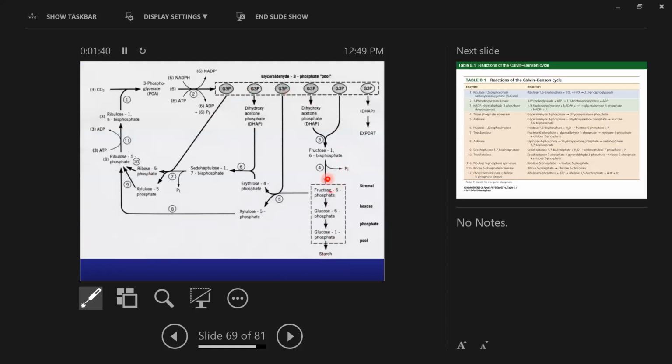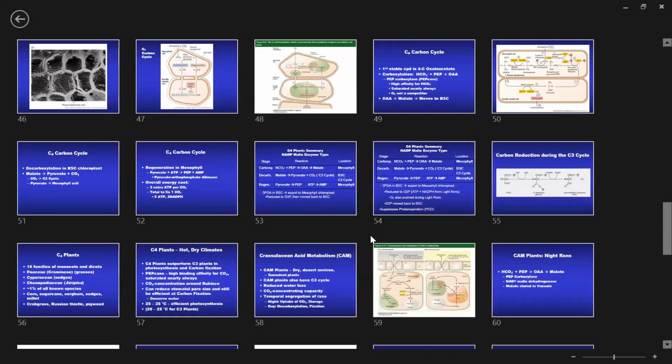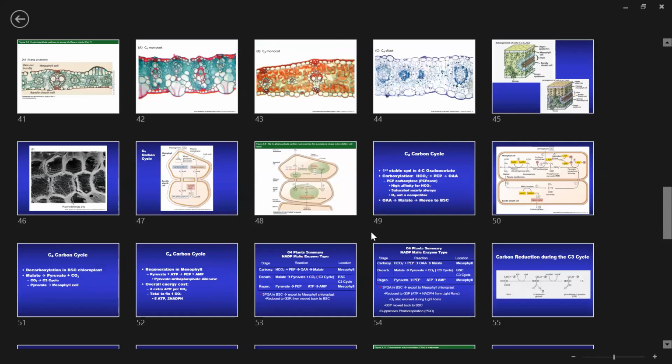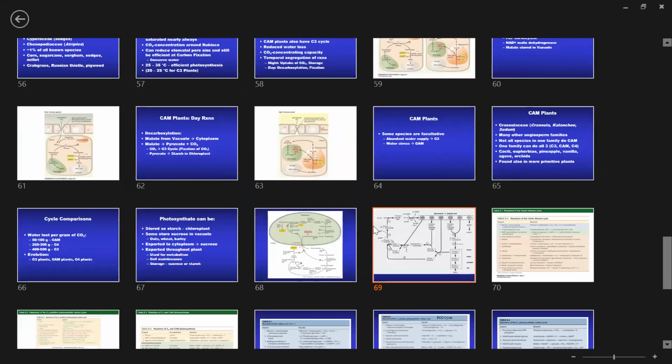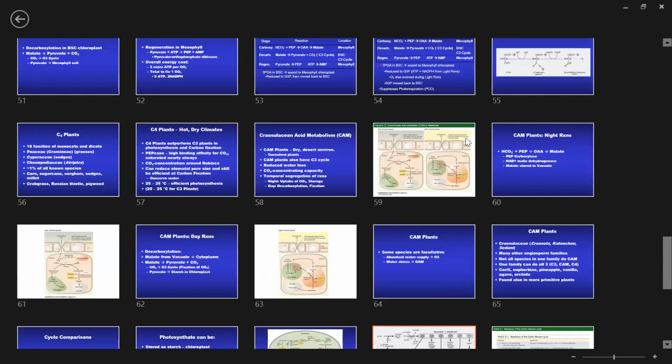So that's going back to the Calvin cycle. This is where you see that export idea on the far right. That's what they're talking about there. So that's that slide set. That is on my slide set.